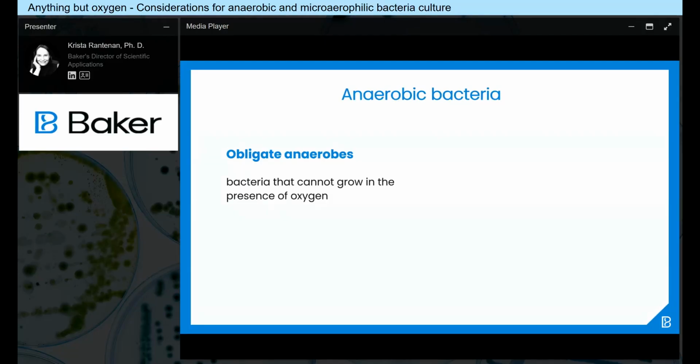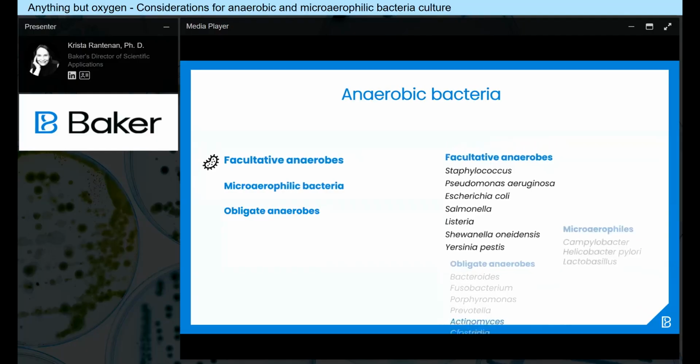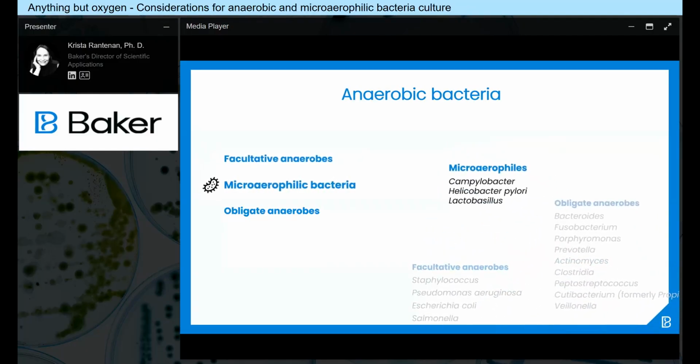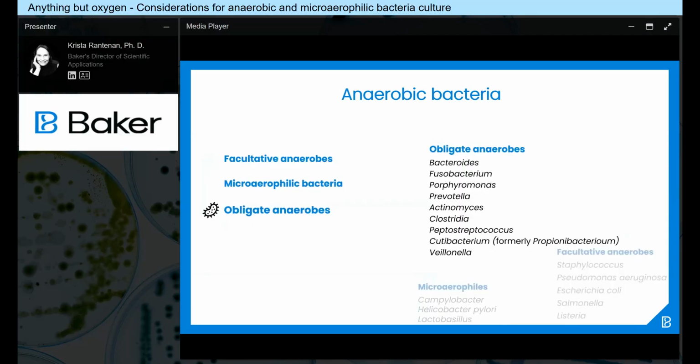Many species from this group are part of something called the human microbiome, and I'm going to come back to the concept of microbiome in a moment. Listing facultative anaerobes, as you know, they are, for instance, Staphylococci, E. coli, Salmonella, Listeria. We have the microaerophilic group, which could be Campylobacter, Helicobacter, Lactobacillus, and then those obligate anaerobes, Bacteroides, Prevotella, Clostridia, and so forth.